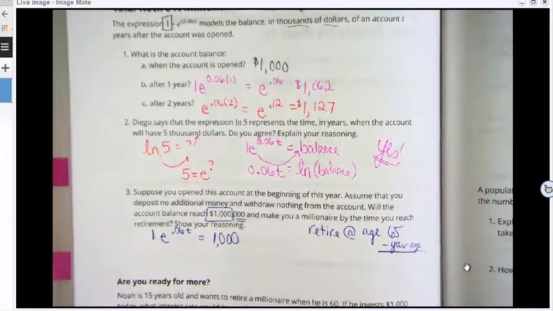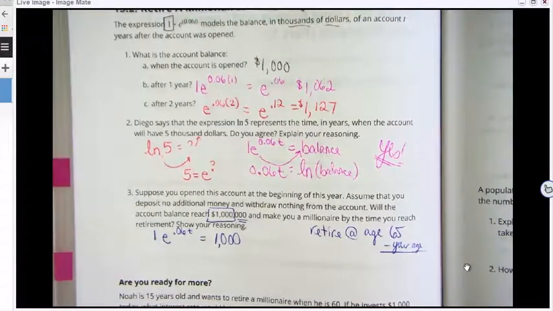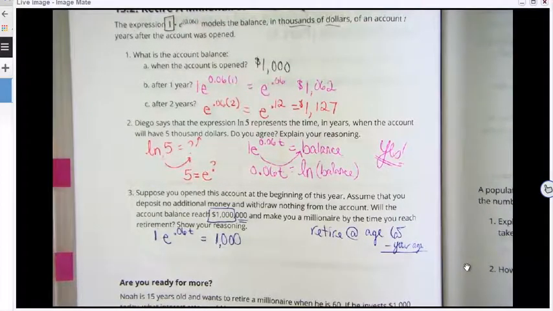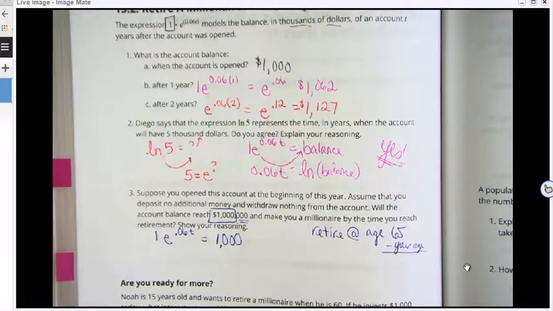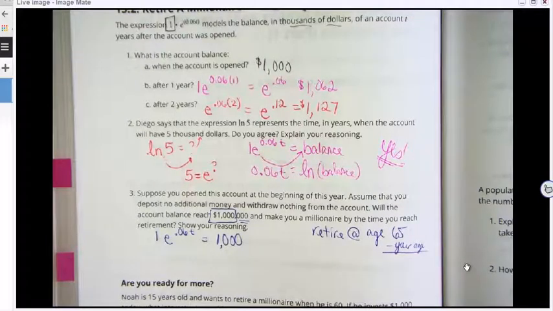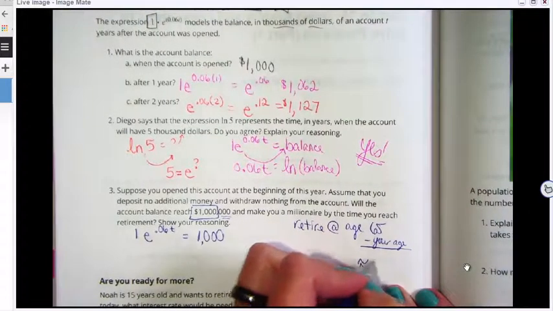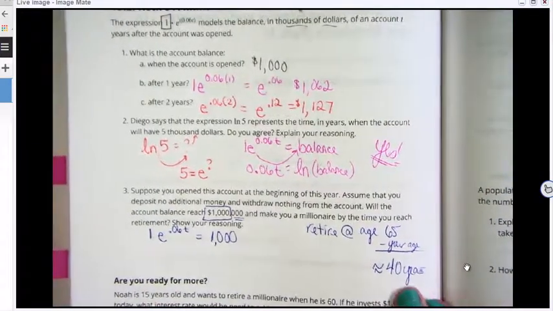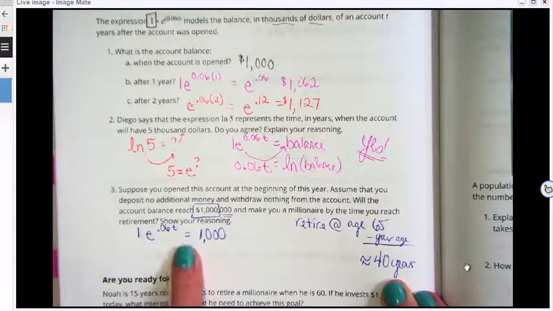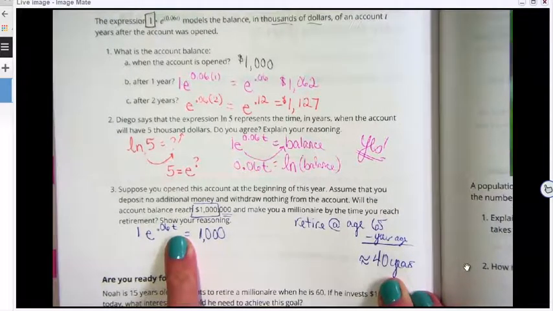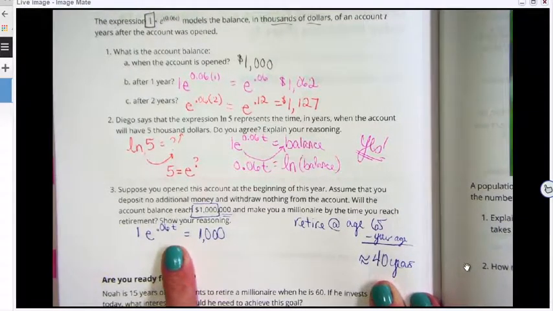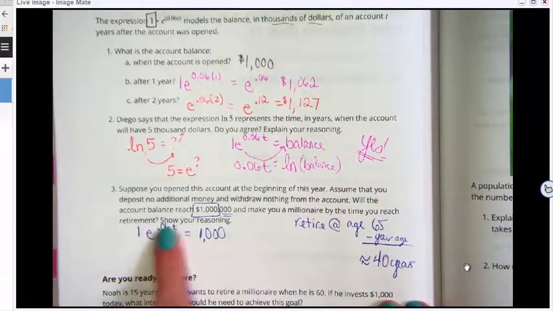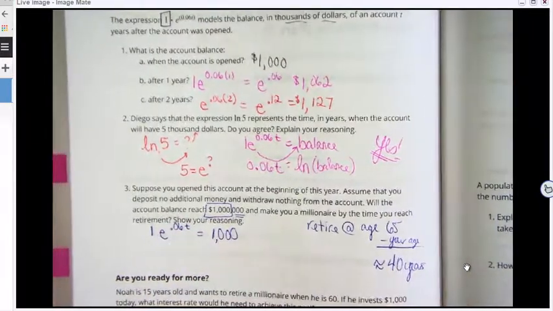Now you guys would have much longer than I would. Right now I'm 42. So if I take 65 and I subtract 42, I only have 23 years for this to grow. You guys probably have close to about 40 years for this account to grow. So we could plug in 40 and see what the output would be. But I like the idea of this: how long is it going to take it to grow to $1 million?